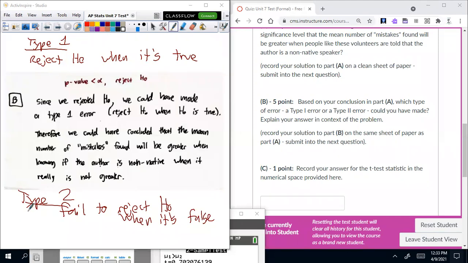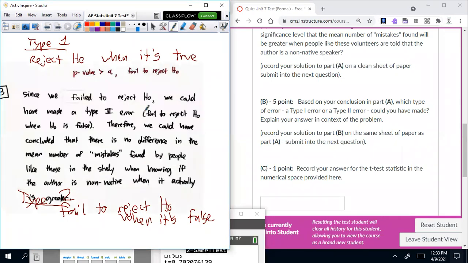So in this case, since I failed to reject, because I had a very, very high p-value, then since I failed to reject H0, we could have made a type 2 error. We fail to reject the null hypothesis when it's false.